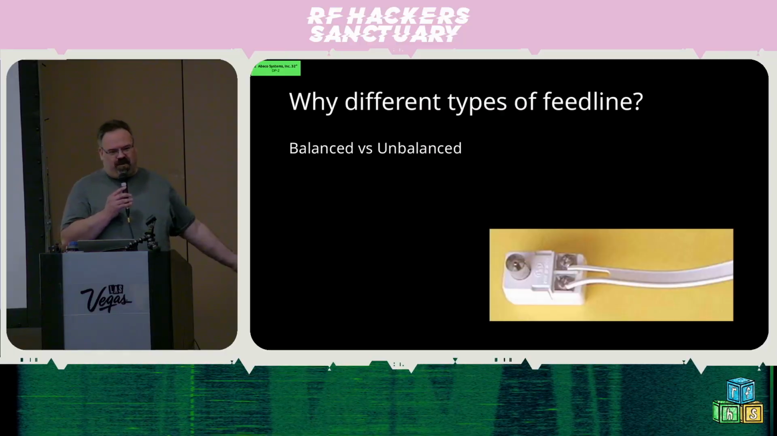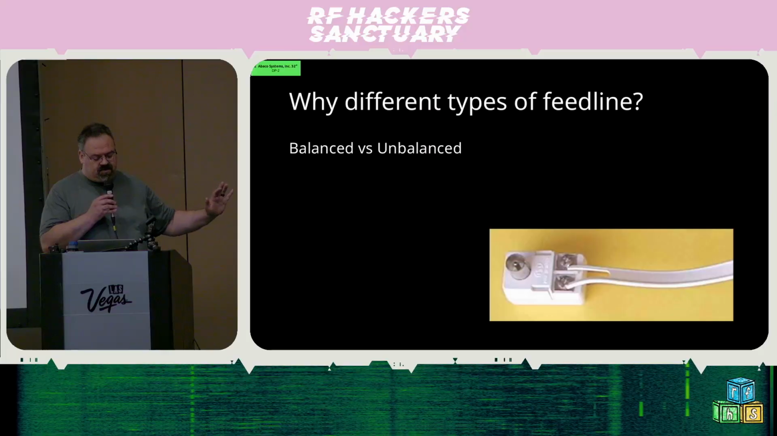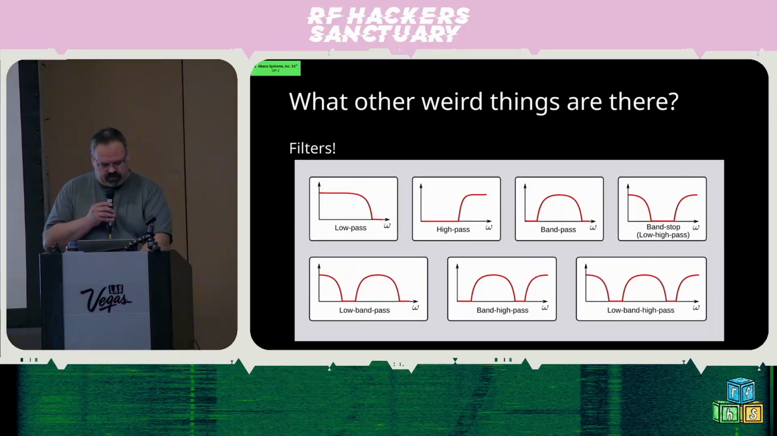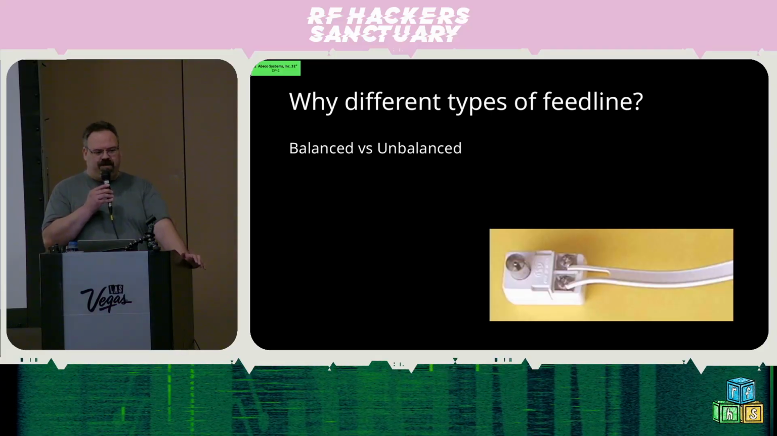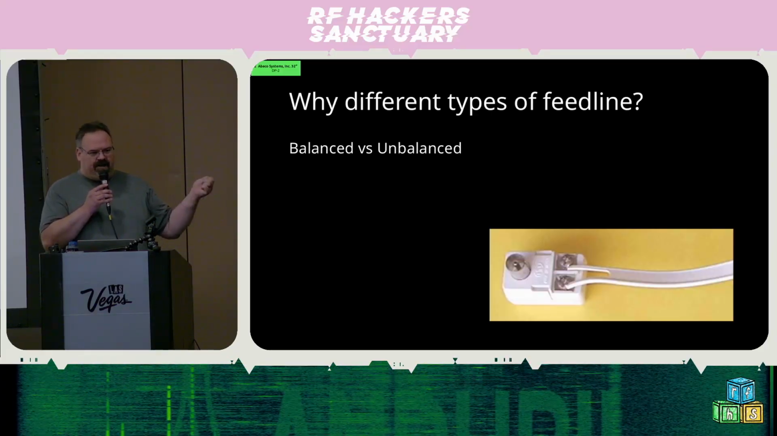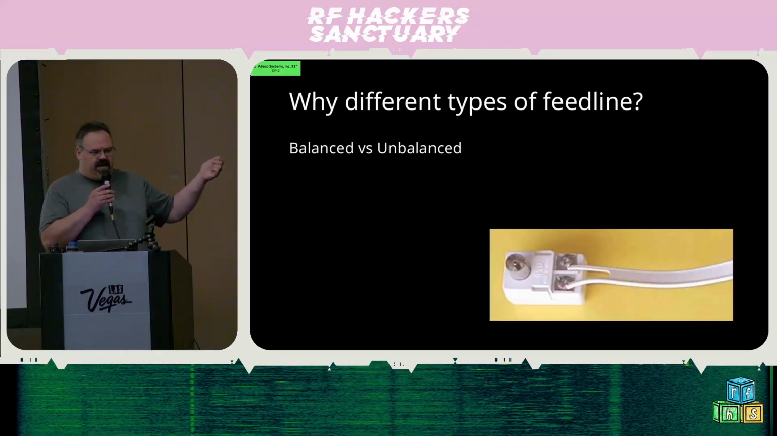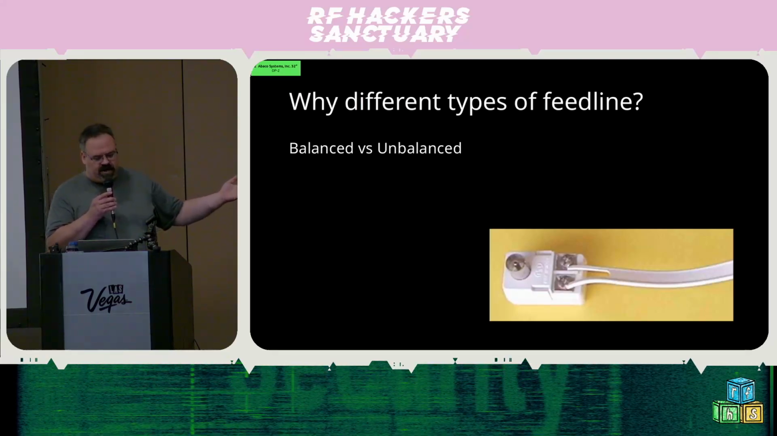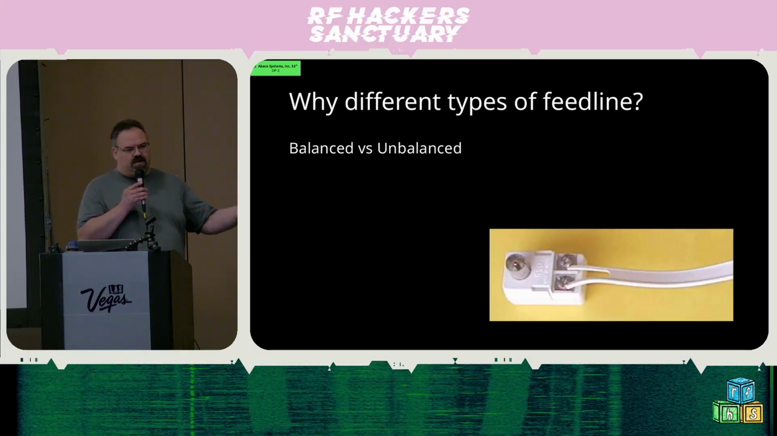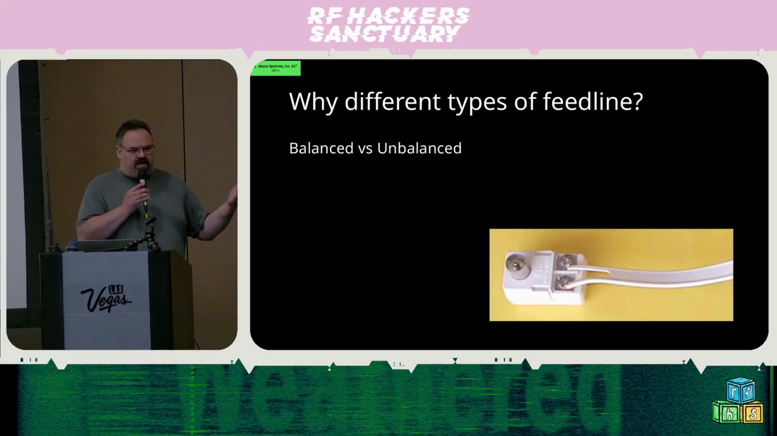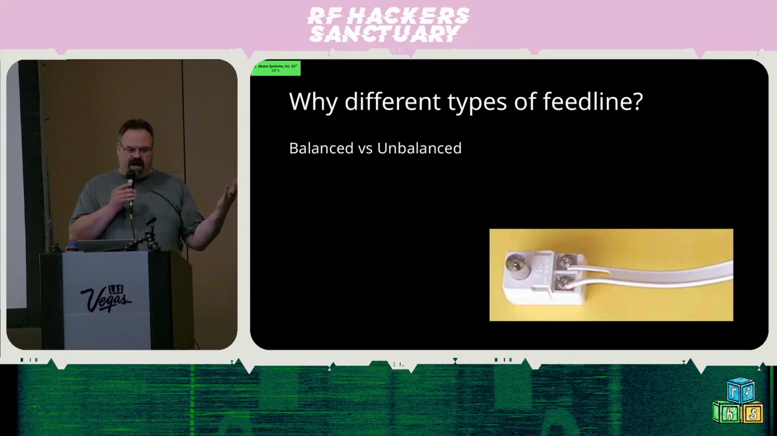Why do we have these different types of feed lines? Basically you have balanced versus unbalanced signals. If you're familiar with HDMI, HDMI is a balanced differential signal. Old school composite video is an unbalanced, single-ended signal. With unbalanced feed lines, you have a different return path to ground. Your signal goes up the center conductor, and your ground return path is on the outer conductor.